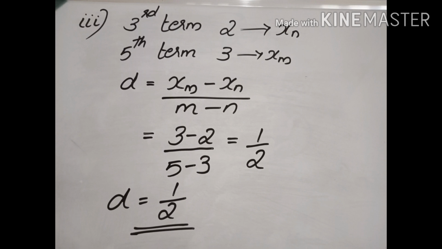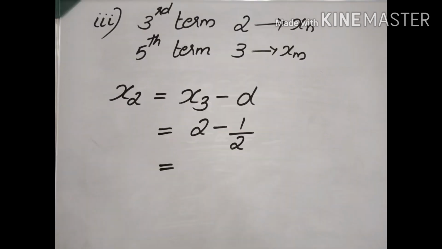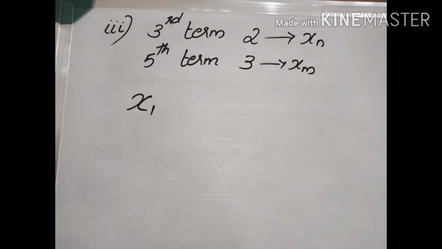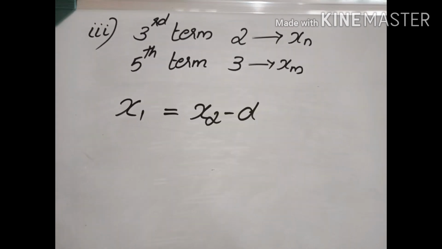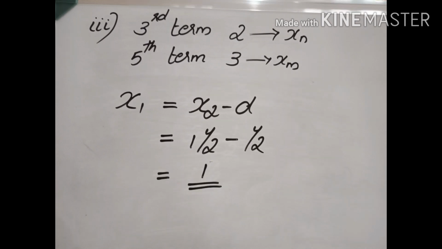Common difference is half. Now we have to find the second term. Third term is given, that is 2. So moving backward we have to subtract the common difference. So to get the second term, x2 equal to x3 minus d. Answer equal to 2 minus half. 2 minus half is 1 and half. Similarly, to get the first term, x1 equal to x2 minus d. x2 we already found, that is 1 and half. So from that 1 and half we have to subtract common difference once more. So 1 and half minus half, that is 1 is the answer. So first term is 1.